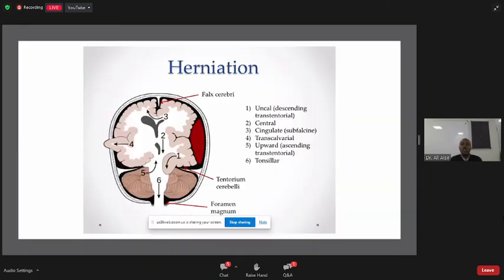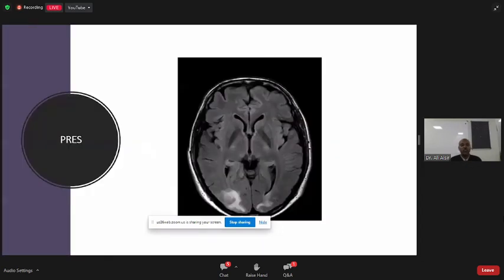These are the common herniation syndromes. Especially I will concentrate on the last one, which is the cerebellar vermis herniation, and those patients present with decorticate postures, high blood pressure, and also irregular respiration and brainstem dysfunction. And this needs an urgent neurosurgical intervention.